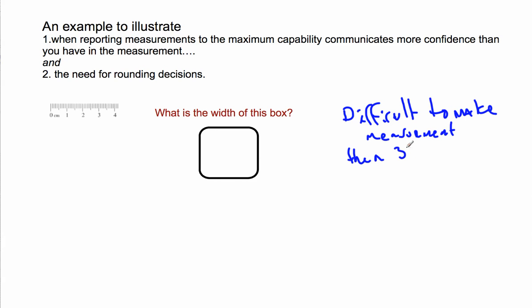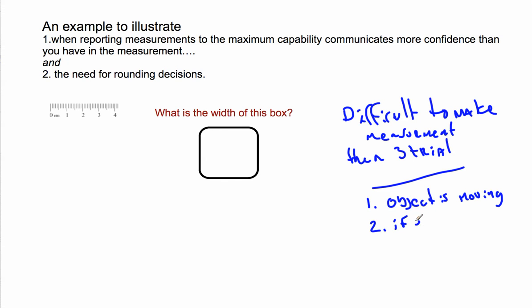So say then 3 trials. Anytime it's difficult. So that's going to be the case here. It's going to be difficult to make those measurements. Under what conditions does that occur? Well, we've talked in class plenty of times if the object is moving, or another case illustrated by this, if the edges are round. What that really means is that it's not very well defined where you're supposed to measure from and to. So those are the 2 conditions on which we would likely want to do 3 trials.